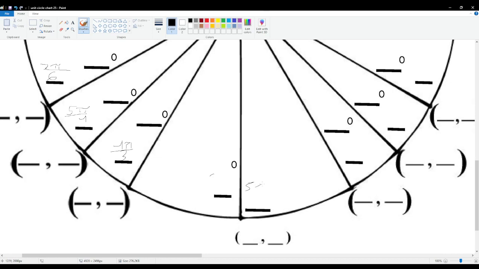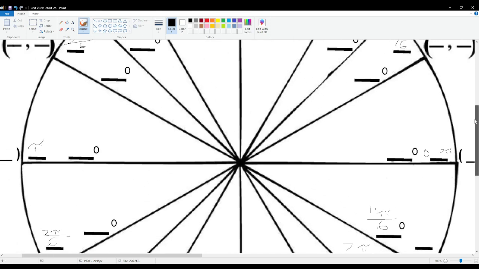3 pi halves. Anyways, so 1, 1, 1, 2, 3, 5, 7, 5, 4, 5, 7, 11. So just think 5, 7, 11s to close it out. So 5 pi over 3, 7 pi over 4, and then 11 pi over 6. And then bam. Now you got all your radians.